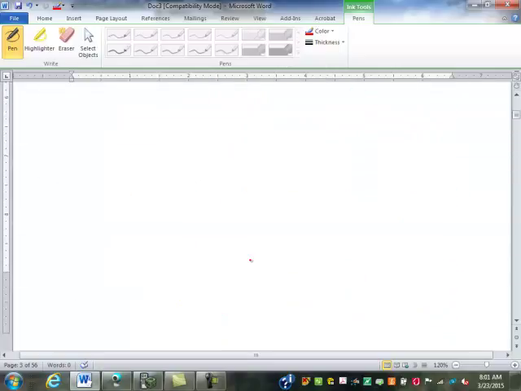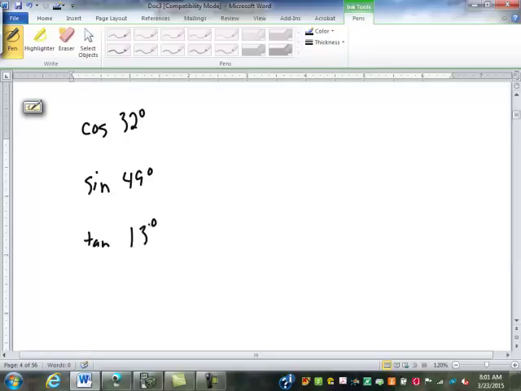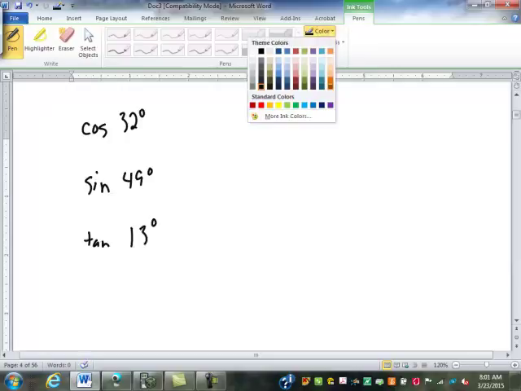For practical use, sine, cosine, and tangent are what we're going to use. So I want to focus on those for a second. So I want you to find the cosine of 32 degrees, the sine of 49 degrees, and the tangent of 13 degrees. So find each of those. We're going to go over them in just a second.